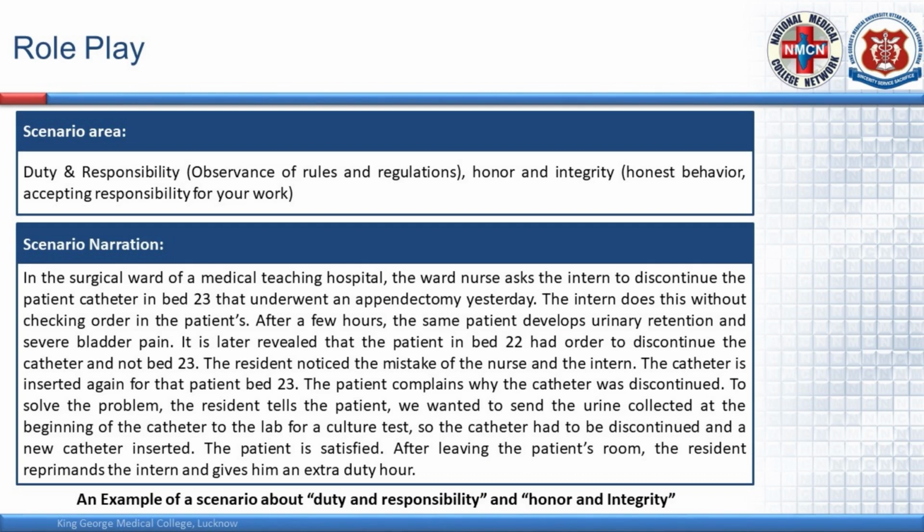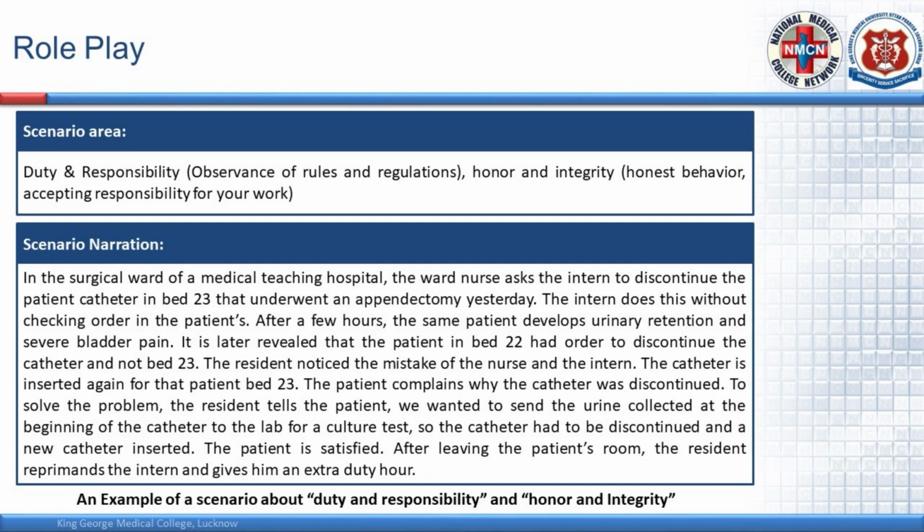I'm just covering the aspect of duty and responsibility, honor and integrity. So in a surgical ward of a medical teaching hospital, the ward nurse asked the intern to discontinue the catheter of the patient in bed number 23 who underwent an appendectomy yesterday. The intern does this without checking the order in the patient's file. So this is a mistake from the intern. After a few hours, the same patient develops urinary retention and severe bladder pain. It is later revealed that the order was to discontinue the catheter of the patient in bed number 22 and not bed 23. So there was a mistake.